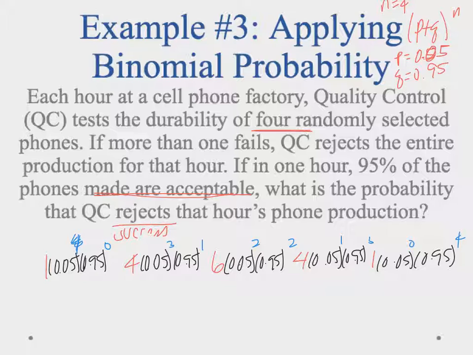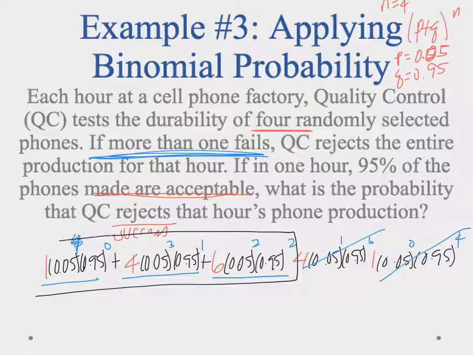Okay, now with that being said, moving past that point, the question says, what is the probability that they will reject that hour's phone production? But remember, they're only going to reject if more than one fails. So in this first instance is when 4 fail exactly. This one is when 3 fail exactly. So these are still more than one. This one is when 2 fail exactly. The next one is when 1 fails exactly, but it said more than one, so we actually don't want this information, nor do we want that information. So literally all I'm going to do is just add up all of this information.